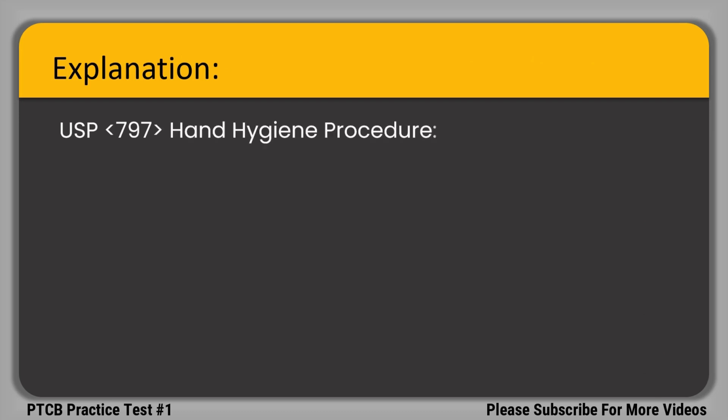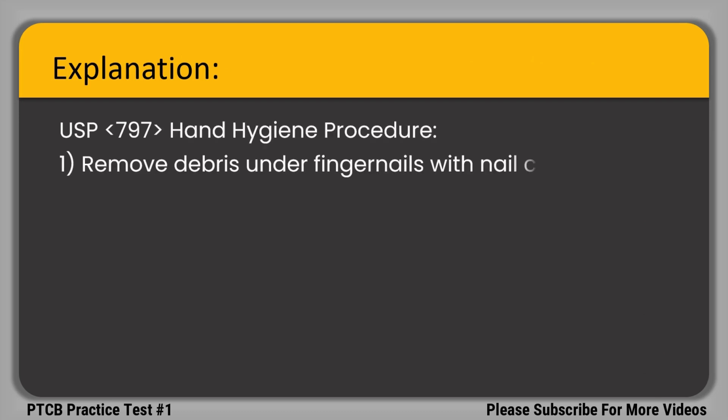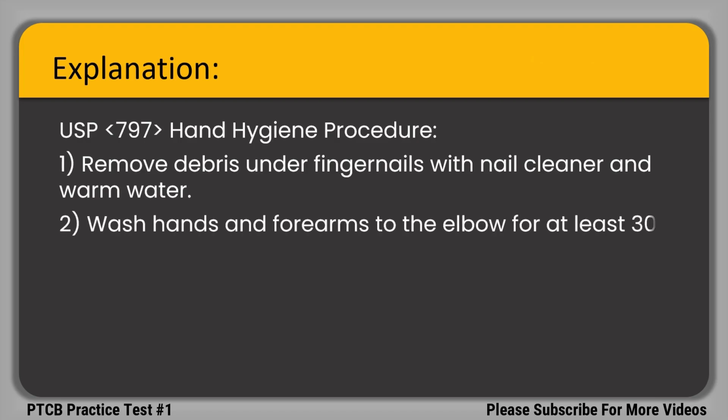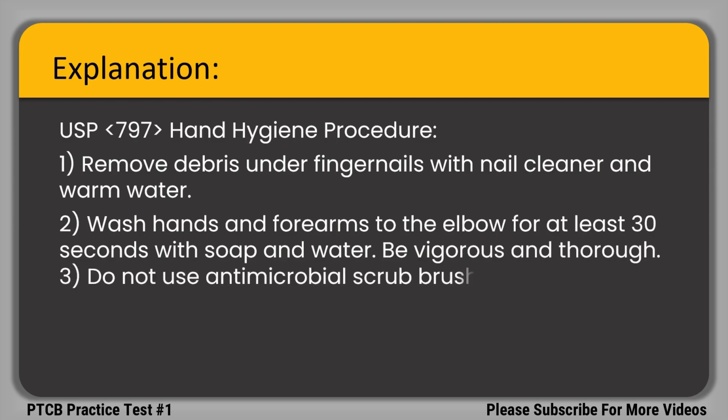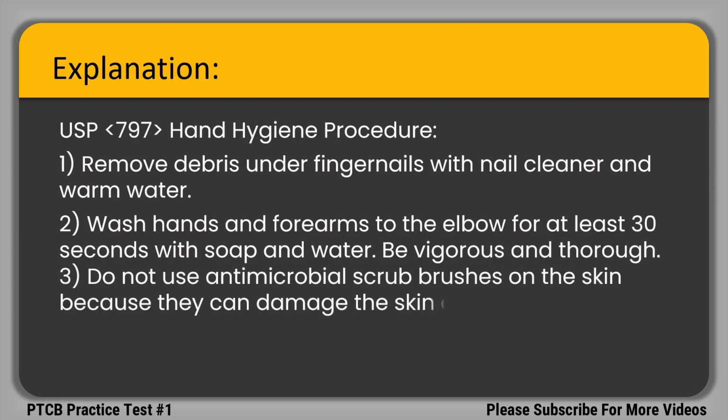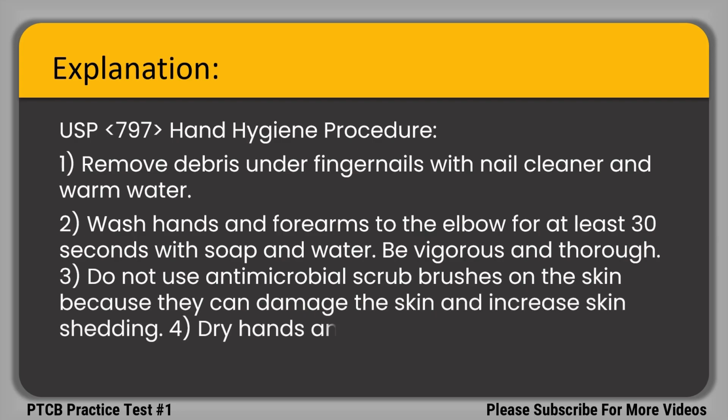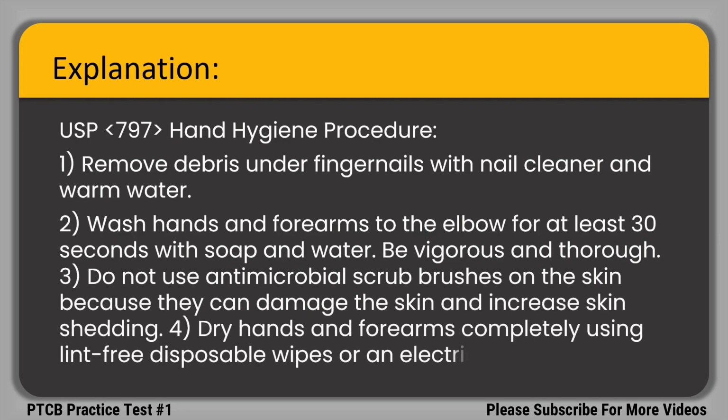USP 797, the hand hygiene procedure, says this. 1. Remove debris under fingernails with a nail cleaner and warm water. 2. Wash hands and forearms to the elbow for at least 30 seconds with soap and water. Be vigorous and thorough. 3. Do not use antimicrobial scrub brushes on the skin because they can damage the skin and increase skin shedding. 4. Dry hands and forearms completely using lint-free disposable wipes or an electric hand dryer.